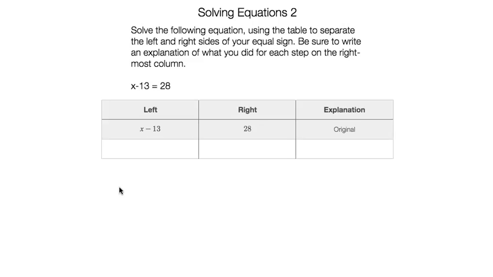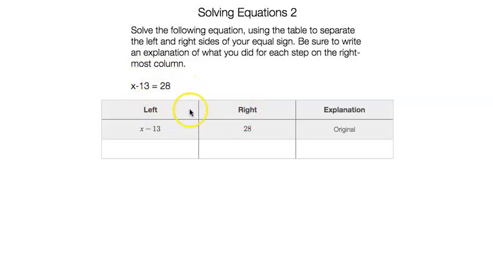So we want to solve the following equation. Use the table to separate the left and the right sides of your equal sign. Be sure to write an explanation of what you did for each step on the rightmost column. It's the explanation column. So we have broken this equation into a left side and a right side.